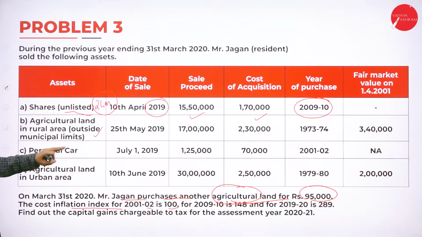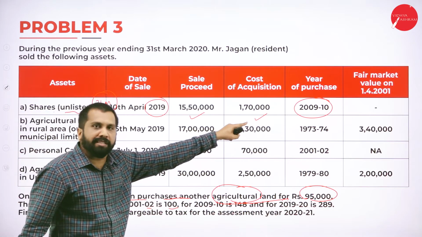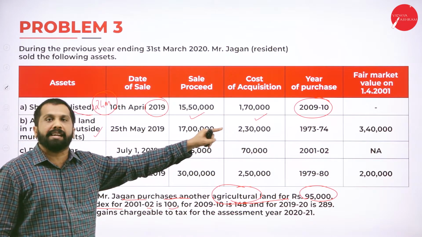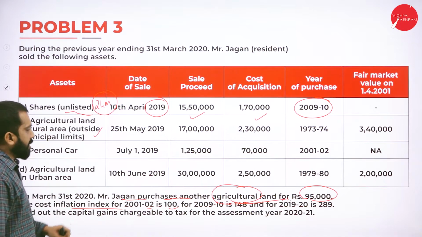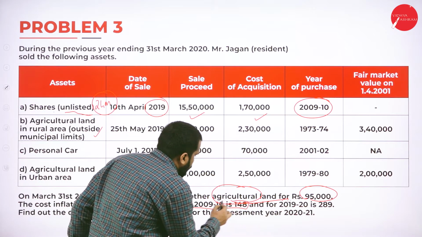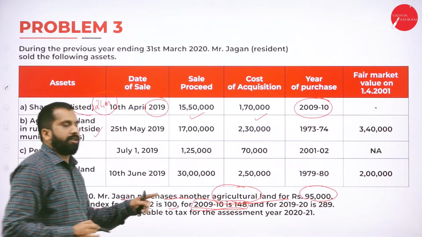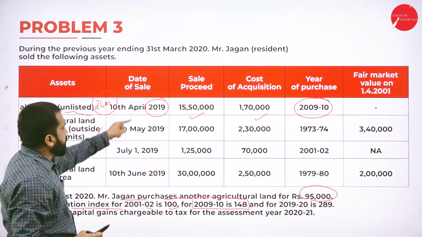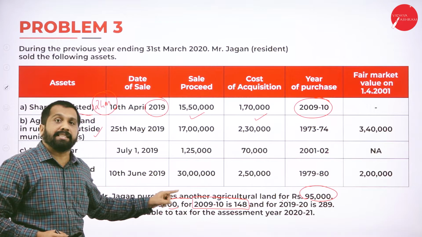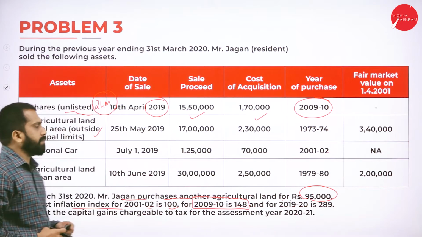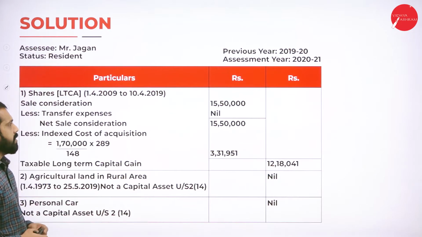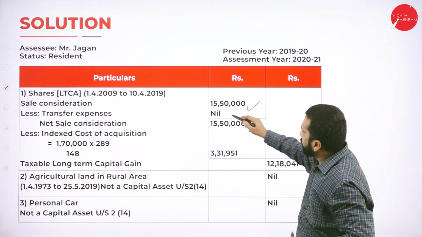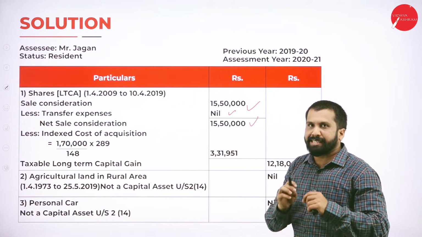Now, as it was purchased in 2009-10, what is the indexation number for 2009-10? I'll come back. See, for 2009-10 they have given 148. Whatever year they have mentioned, they must give the indexation values if it is long term. Now we'll go for your shares. The selling price is 15,50,000. Have they paid any commission? No, nil. 15,50,000 as it is.